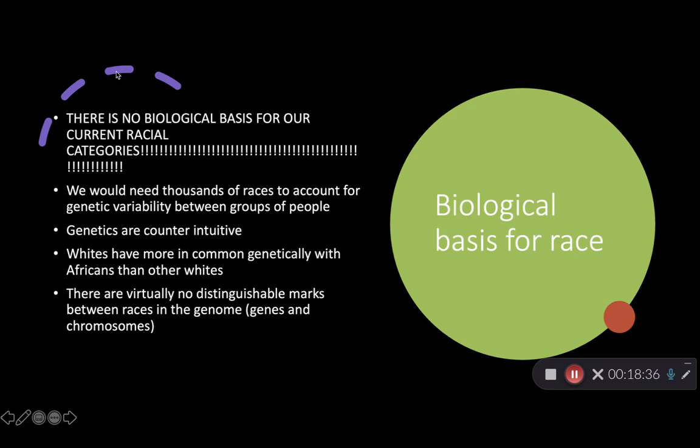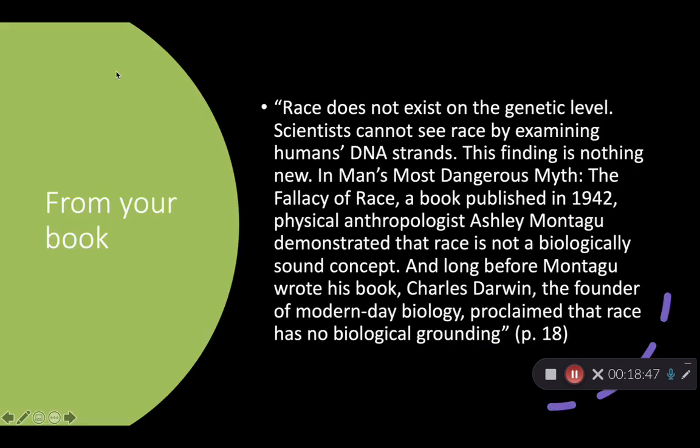There are virtually no distinguishable marks between races in the genome, genes and chromosomes. It makes zero sense when you account for biological traits. Quoted from your book: race does not exist on the genetic level. Scientists cannot see race by examining humans' DNA strands. This finding is nothing new. We have known this forever, that you are not black or white. I am not the first person to say it.